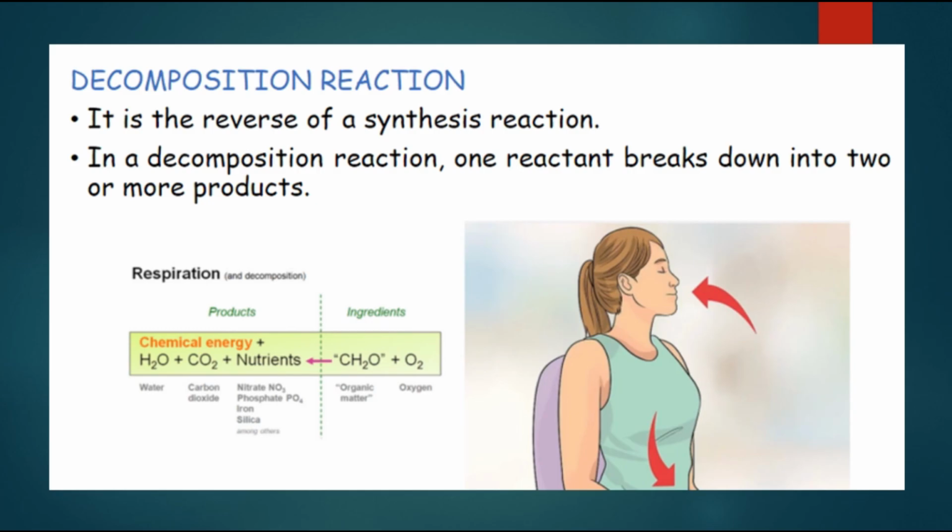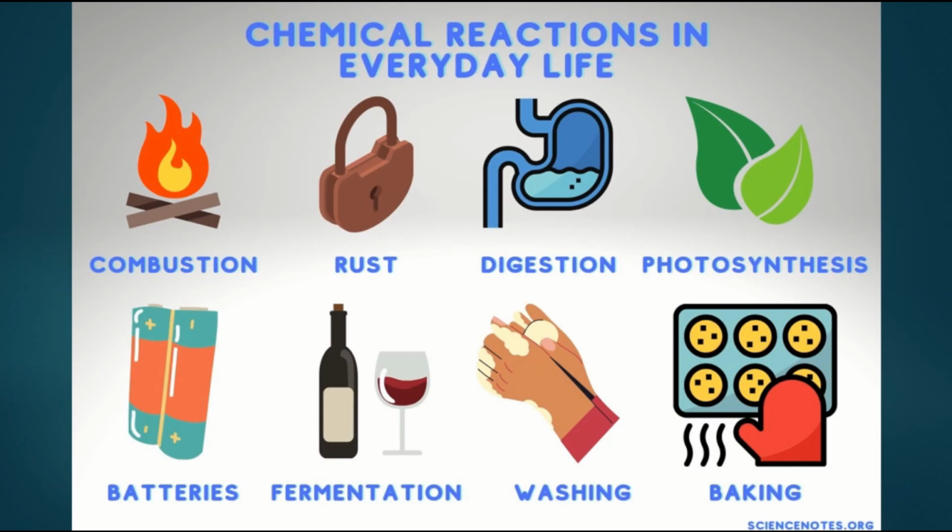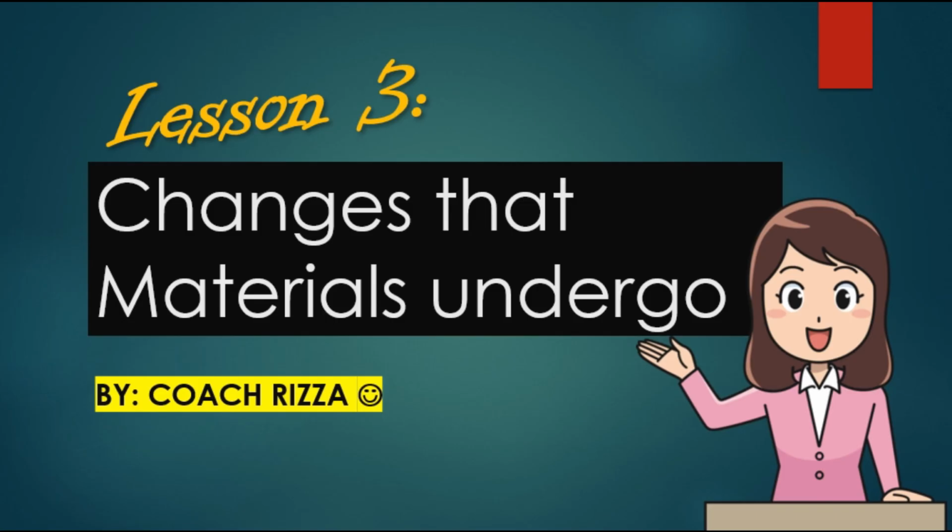Next is the decomposition reaction. It is the reverse of synthesis reaction. In a decomposition reaction, one reactant breaks down into two or more products. It occurs, class, when a single material breaks into elements or simpler compounds. Those are the two types of chemical reaction that happen in a chemical change. Chemical reactions happen in our everyday life, and we can observe this when we observe the chemical changes of our materials and substances. And that is our lesson for today. Again, matter undergoes changes, and these changes can either be a physical change or a chemical change.